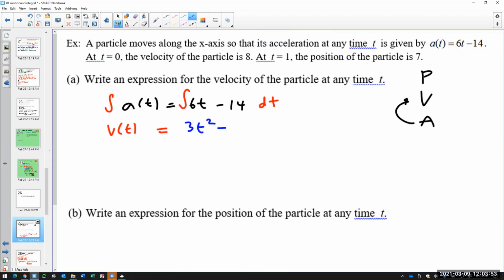3t squared minus 14t. Very nice. Don't forget Charlie, guys. I forget Charlie all the time. Good thing I didn't name my kid Charlie. But anyway, I forget him anyway.